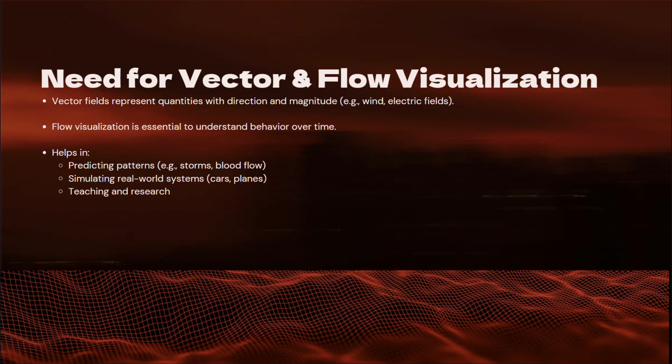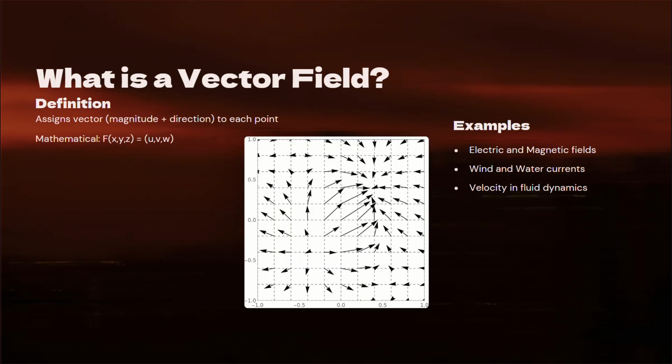So now let's learn about what a vector field is. A vector field assigns a vector to every point in space. Each vector has magnitude and direction. Think of wind flow. At each point in the air, there is a speed and a direction. Some real world examples include electric fields around charged objects, water currents in oceans, and magnetic fields around magnets.